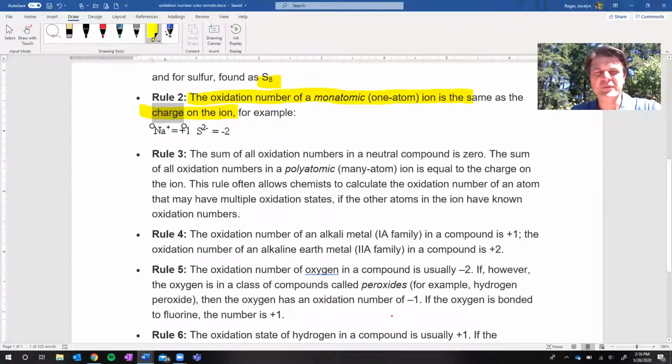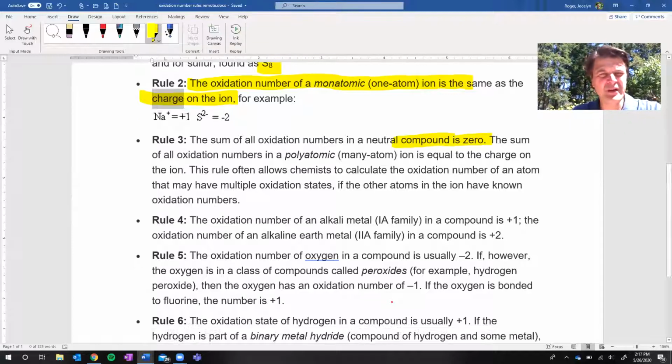Rule number 3, whenever you have a compound, the sum of all of the oxidation numbers is 0. So if we had water, H2O, there are 2 H's and 1 O, and the oxidation numbers on the H's and on the O are going to add up to 0. Always. So for a compound, the total is always 0.